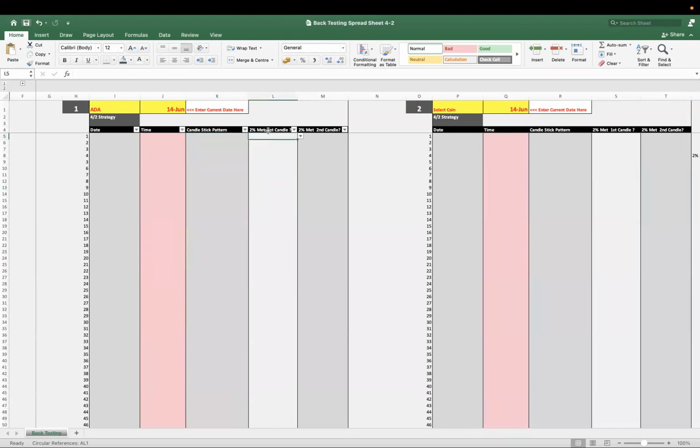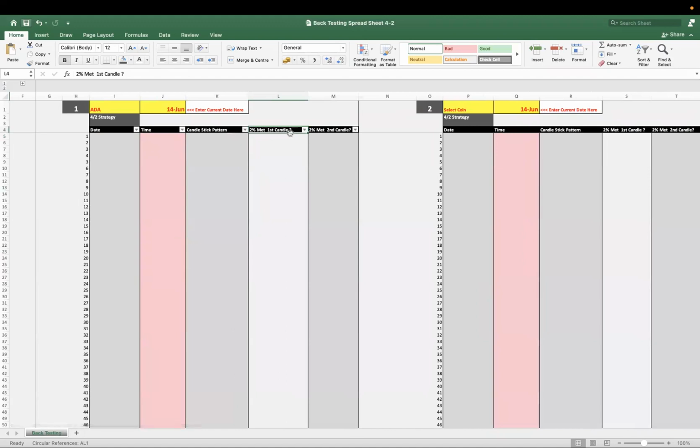And then the question is, the 2%, was it met on the first candle? That's 2% met on first candle. If it is yes, you select yes. Do you understand? If it is no, then you have to move to the next one. If we met the 2% on this candle, then it will be yes here. If it is still no, we didn't meet the 2%, then you have to tell me why.